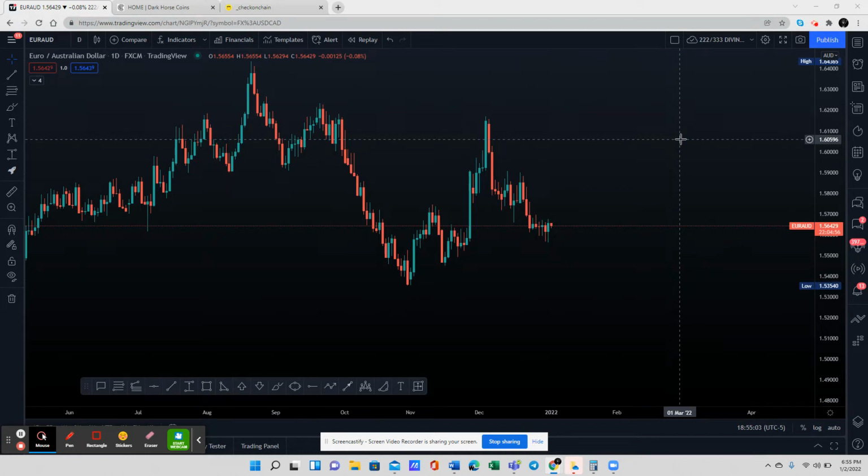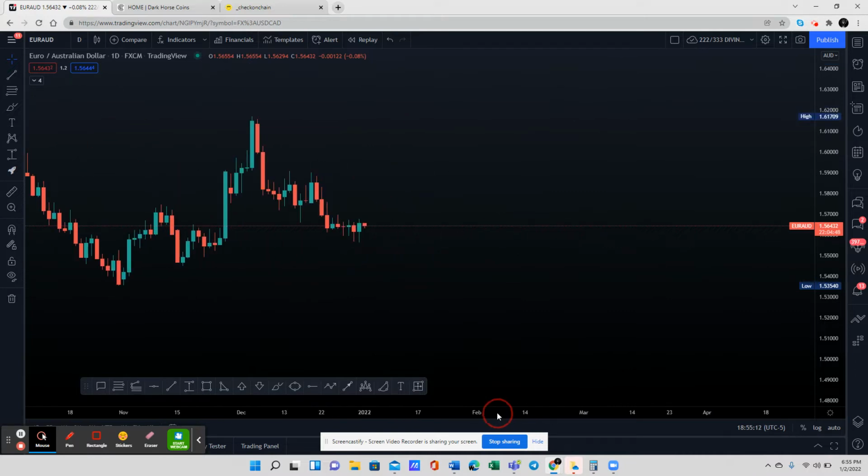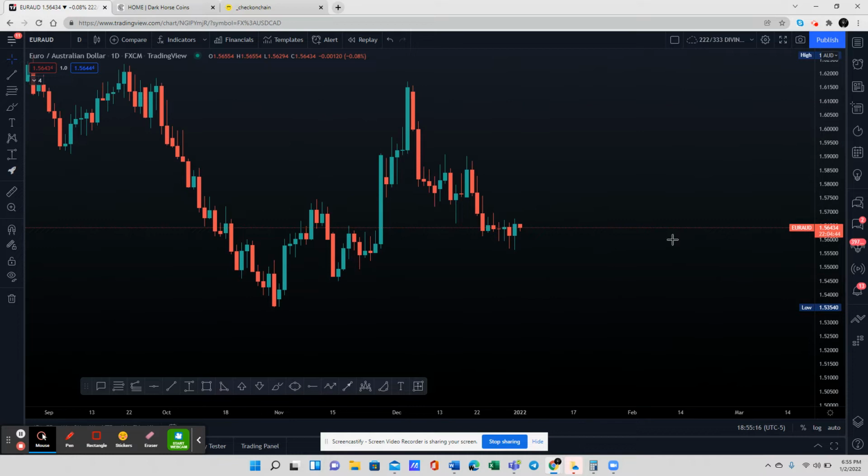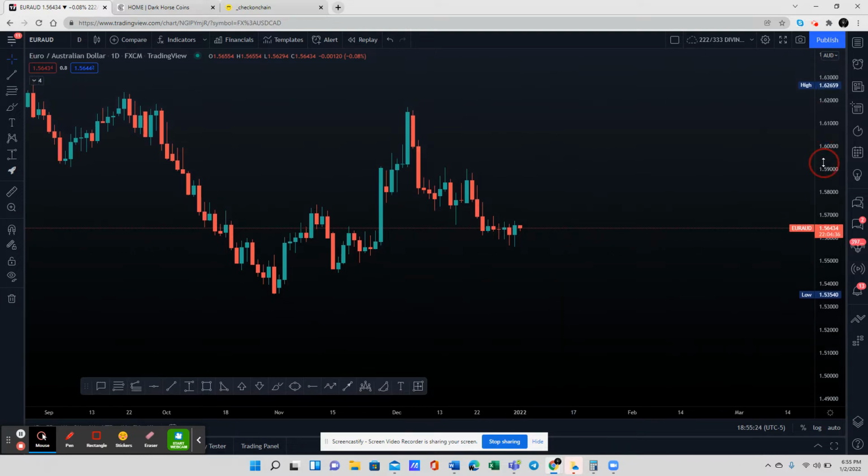All right, so in this Euro Australian dollar, I'm on a daily chart, so I don't know exactly when you were trying to trade this since it's the daily. So clearly, this is a downtrend that was forming.